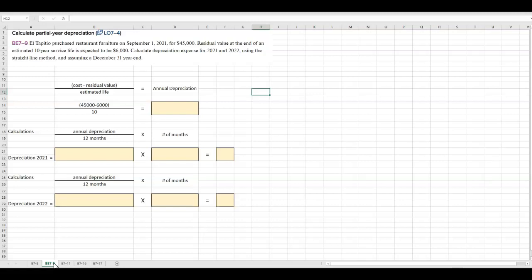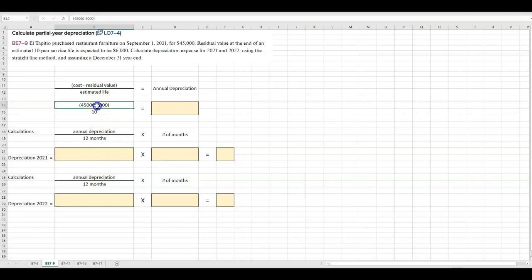So brief exercise 7-9. We have a restaurant that purchased furniture on September 1st for $45,000. Residual value at the end of the 10-year service life is expected to be $6,000. Residual value means when we get through using it, we can sell it for $6,000. So we want to only expense the $45,000 less the $6,000 because we don't want to expense the $6,000 that we will not be using. The formula to calculate annual depreciation is cost minus residual value divided by estimated life.